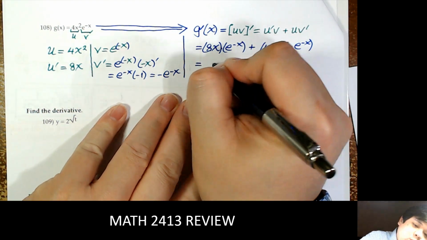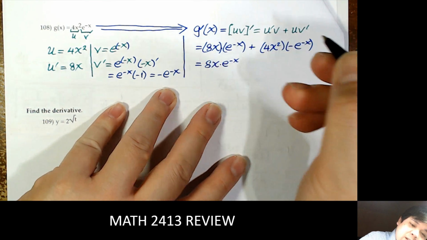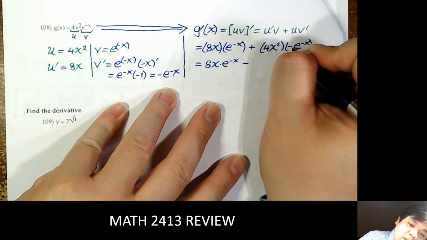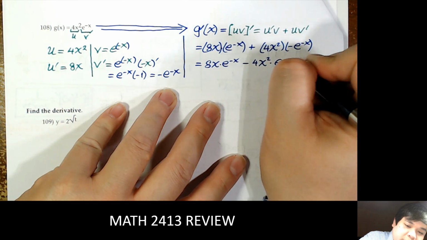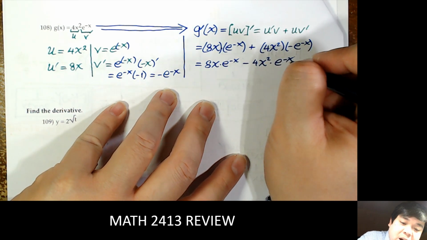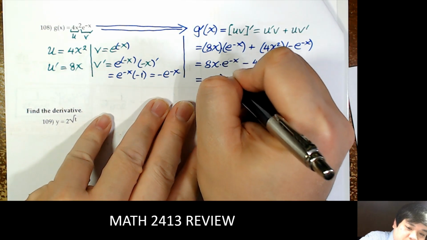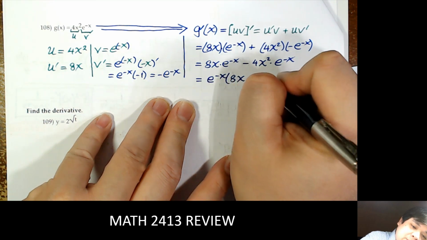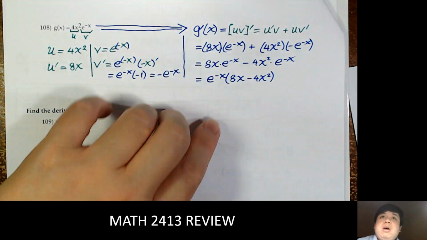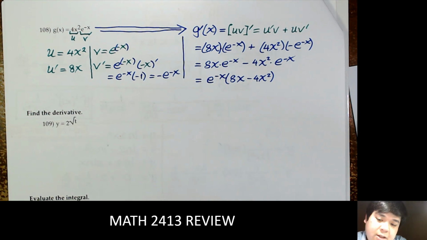Right, multiply it out. 8x e to the negative x and minus 4x squared e to the negative x. It would be better if I just factor out the e to the negative x. Usually we just need to factor out e to the negative x and not factor everything out completely. So it's much better to just leave the answer in that form.